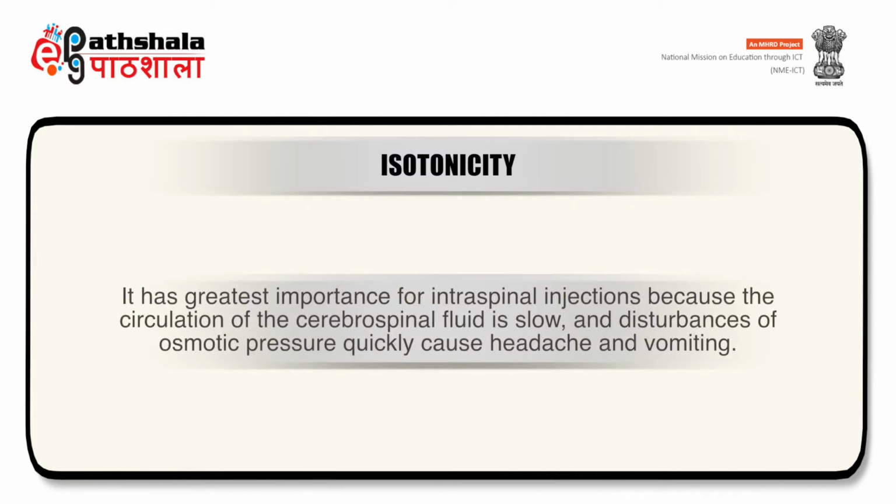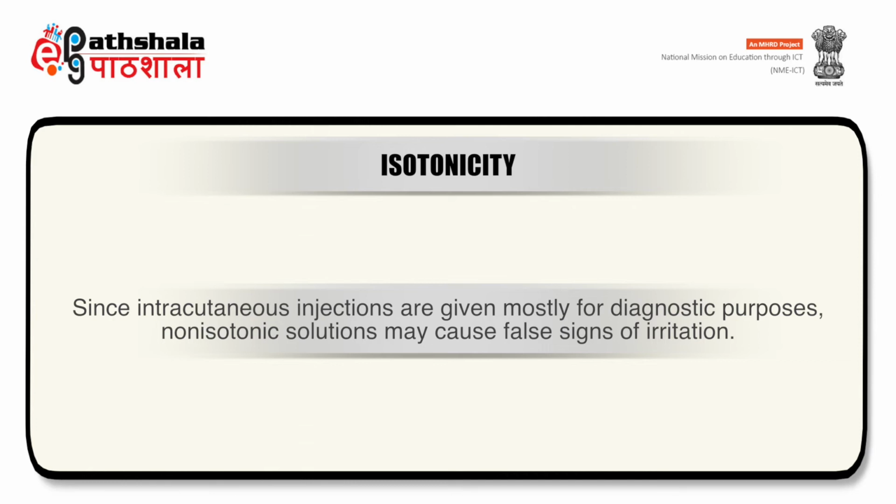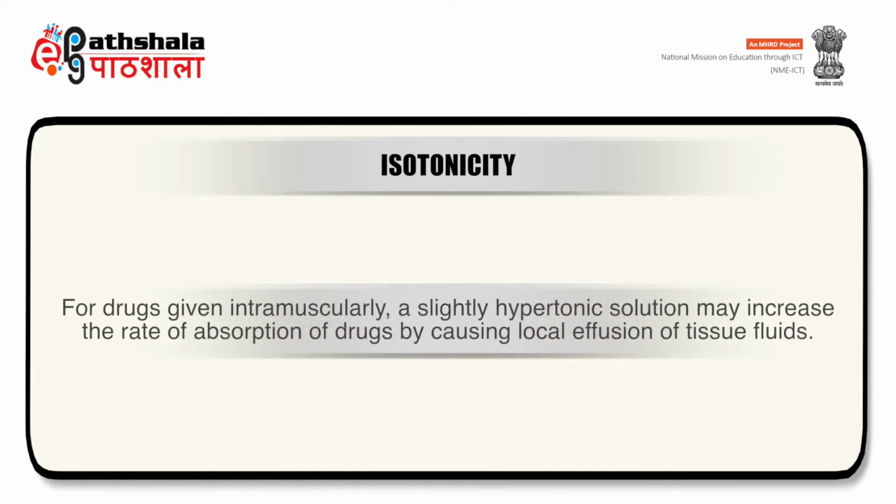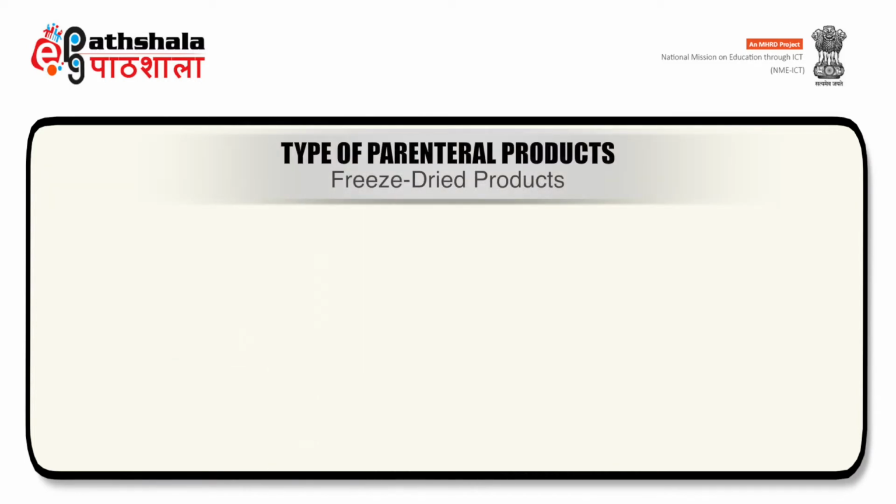It has greatest importance for intraspinal injections because the circulation of the cerebrospinal fluid is slow and disturbances of osmotic pressure quickly cause headache and vomiting. Since intracutaneous injections are given mostly for diagnostic purposes, non-isotonic solutions may cause false signs of irritation. Isotonicity is not essential for subcutaneous injections. For drugs given intramuscularly, a slightly hypertonic solution may increase the rate of absorption of drugs by causing local effusion of tissue fluids. Now we will discuss the types of parenteral products.